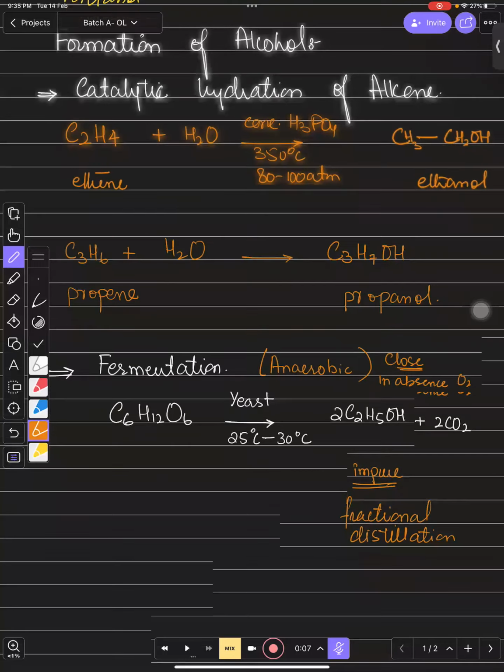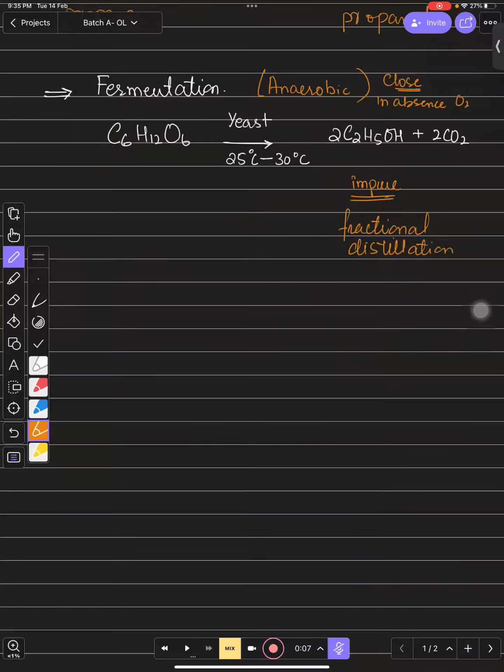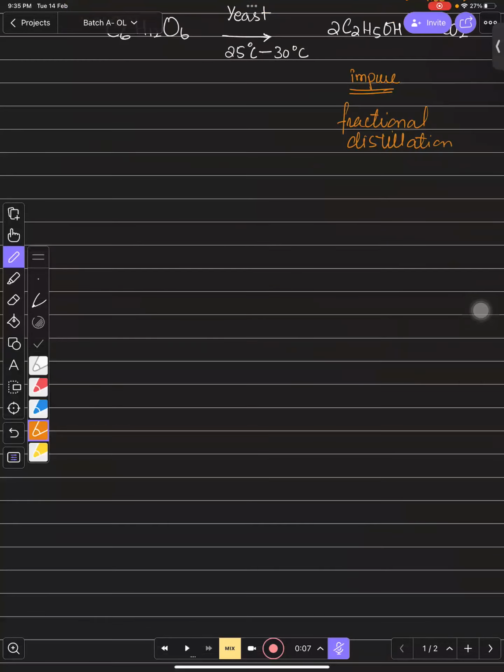तो अब हम चलते हैं नेक्स्ट की तरफ जो कि है आपके पास केमिकल प्रॉपर्टीज ऑफ अल्कोहल. So the new thing that we need to talk about of alcohol is actually chemical properties of alcohol.